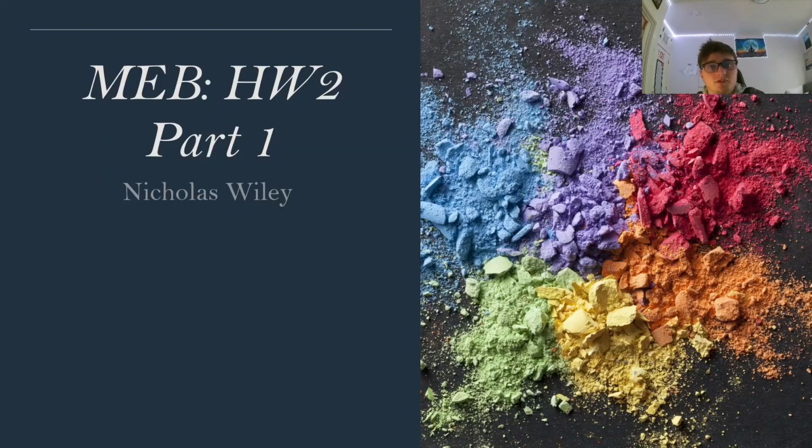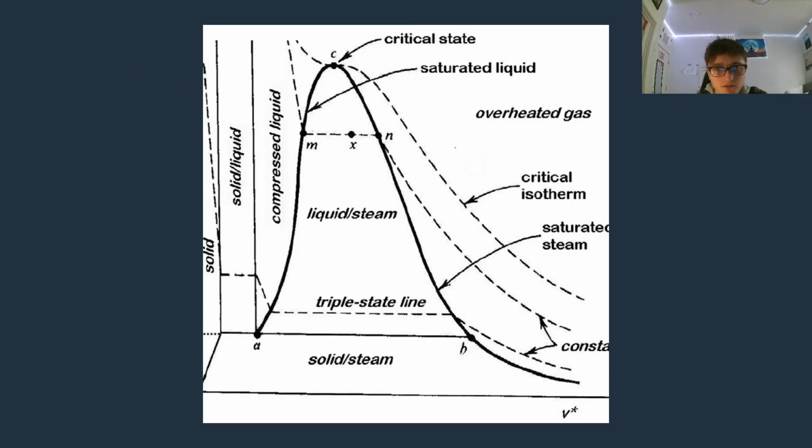This is Material and Energy Balances Homework 2, Part 1. So first up, this diagram right here, we have a P versus V diagram. This is just like for Homework 1 how we had the P versus T diagram, but instead this is going to be using this V down here.